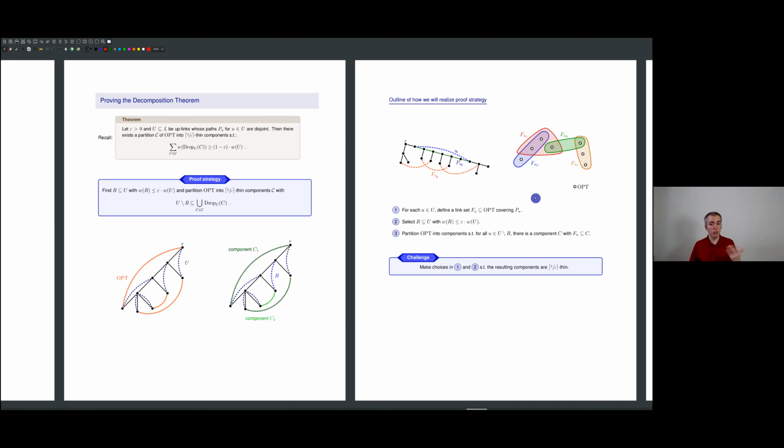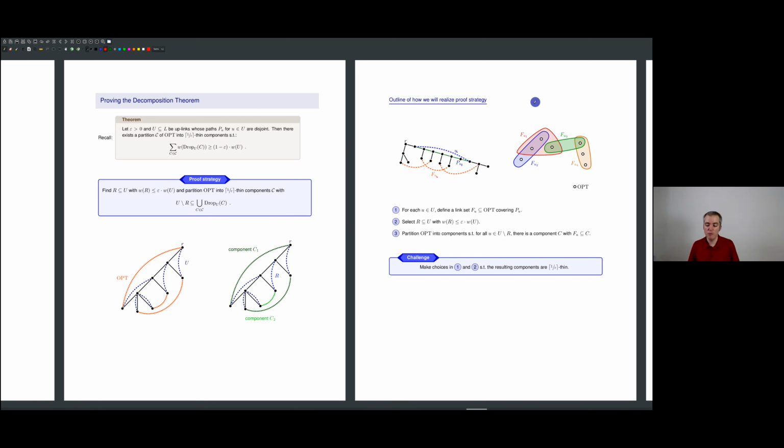So now, of course, ideally I could just look at this hypergraph and look at its connected components. If I split opt into those connected components, I have the property that each uplink is covered by one of those connected components, right? But clearly it could be that it's just one big connected component, and maybe I make no progress.